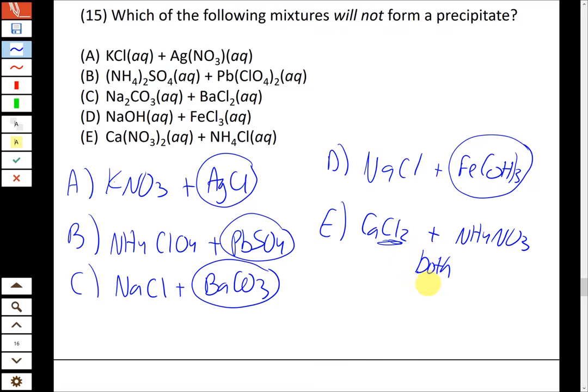All right, and because both of those products are soluble in choice E, no precipitate would form, and this would be the correct answer to choose.